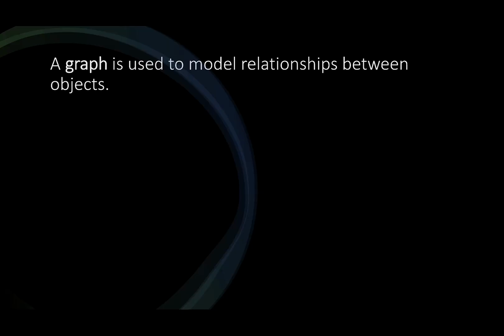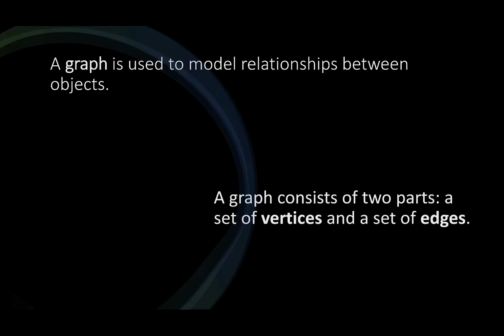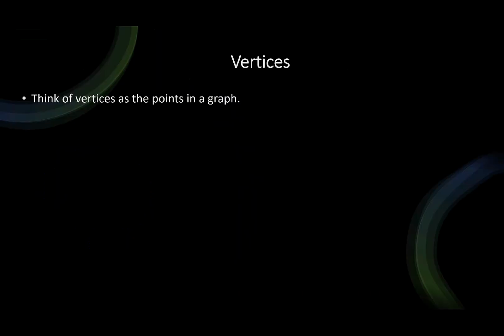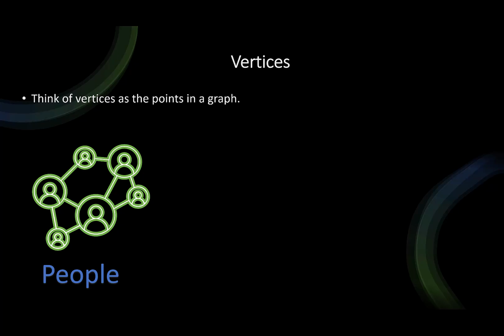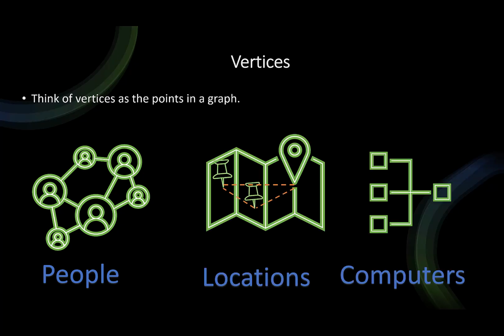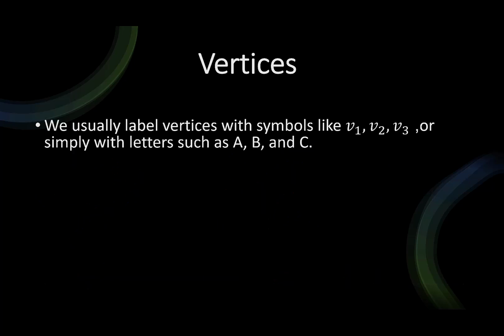We use a graph to model relationships between objects. A graph consists of two parts, a set of vertices and a set of edges. Vertices represent the objects in a graph. Depending on the application, a vertex might represent a person in a social network, a location in a map, or a computer that's part of a network. We usually label vertices with symbols like v sub 1, v sub 2, v sub 3, or simply use letters like A, B, and C.